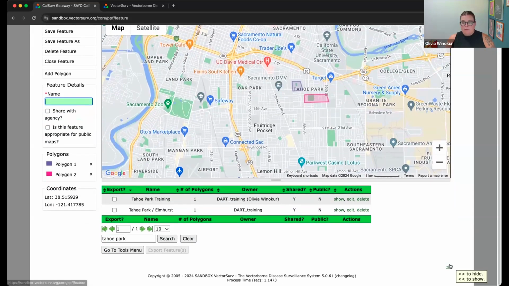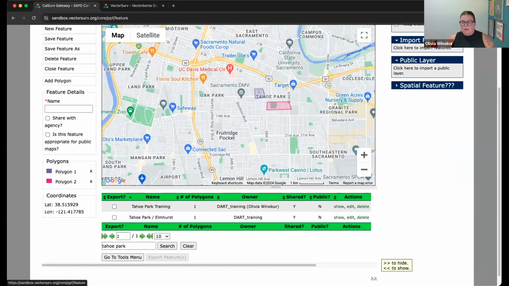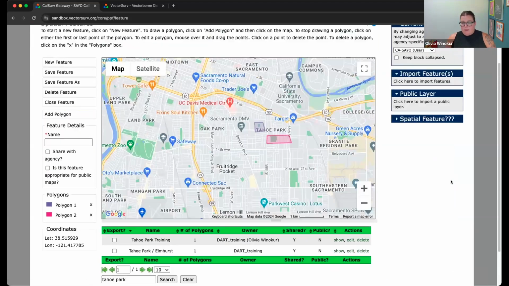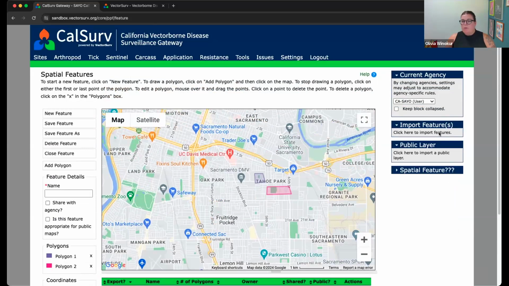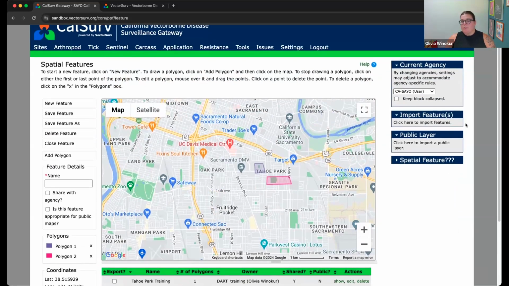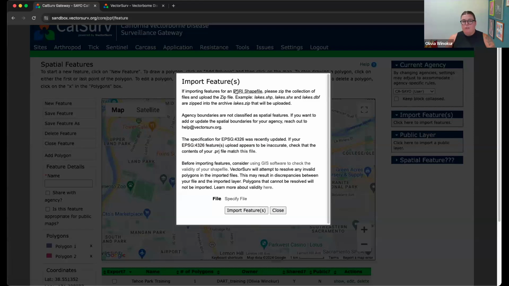Another way to do this, I have this collapsed right now, but if you collapse back in so that we see the sidebar, there are ways for you to import features. So instead of going through and drawing them each on a map, you could import features using Esri shapefiles.